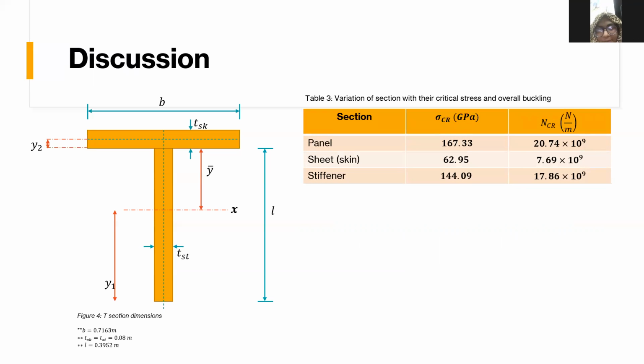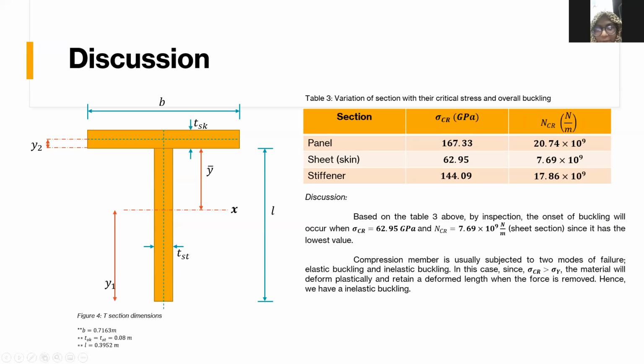I'm going to discuss the analysis and the recommendation. Here we have the table of critical stress and overall buckling, and how it varies with the different sections. For the panel, sheet, and stiffener, we have the values for critical stress and overall buckling. We can see that the lowest value of critical stress and overall buckling is from the sheet or the skin.